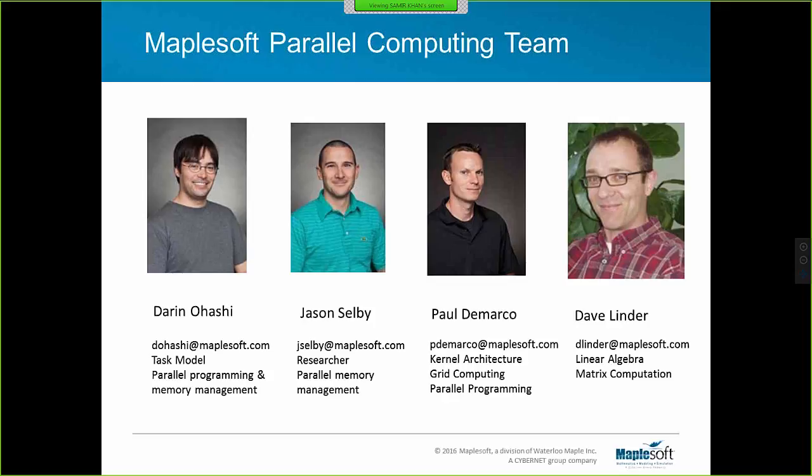So I wanted to introduce you to some of the team at MapleSoft who have developed our parallel computing architecture. My colleague Jason Shelby, for example, defended his PhD thesis on parallel memory management in applications that dynamically allocate memory, and his technology is now in Maple. It's a low-level feature you don't see, but it underlines our commitment to parallel computing.